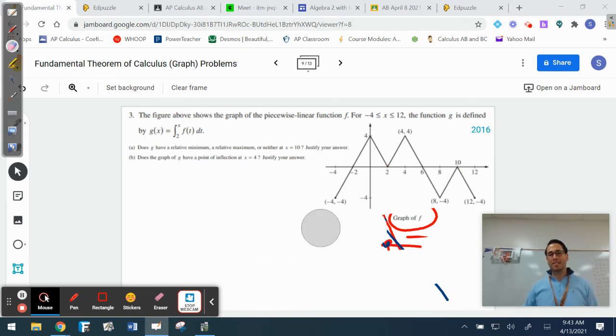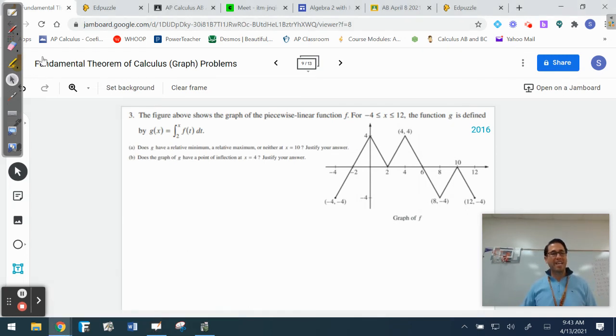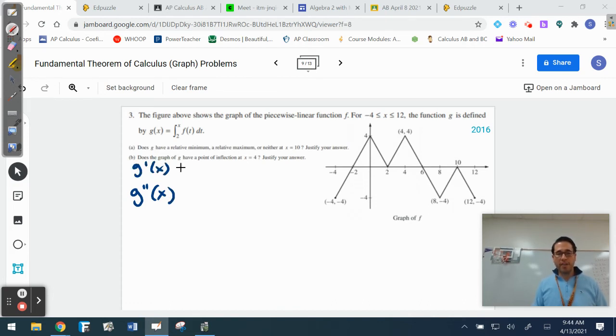But my best guess is we're going to be doing stuff like this throughout this entire problem. All right, does the graph of G have a point of inflection at x equals 4? Well, point of inflection, what should our thought be, class? It should be second derivative. But they're asking us about G, so we want to find the second derivative of G. Well, remember, the first derivative of G was just f of x. So the second derivative of G would just be f prime of x.